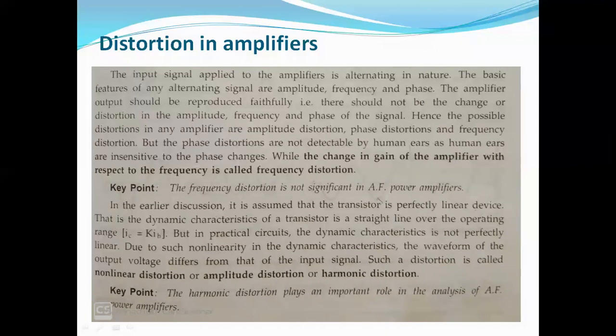So the possible distortions are amplitude distortion, that is the distortion in amplitude, phase distortion, and frequency distortion. We may have different types of distortions when we are dealing with AC signals. That means the output will not be reproduced faithfully. We may have some distortions.